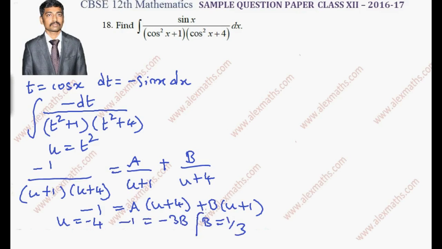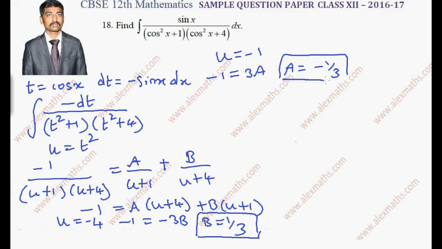So using the value for u, I can make one term 0 and I can get the value of the other. Similarly, if I use the u value as minus 1, then I get minus 1 is equal to 3a. The second part is 0. So the value of a is minus 1 by 3. After getting a and b, substitute in the partial fraction term to integrate here.